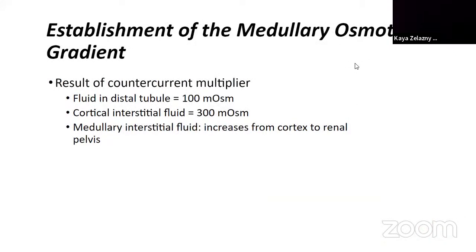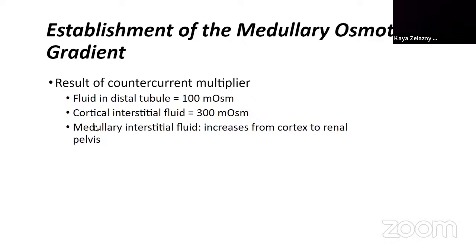So the result overall of this countercurrent multiplier is that the fluid in the distal tubule, which is one of the places where we're going to be able to control reabsorption of water, has quite low osmolarity. It's 100 milliosmoles. So it has a lower osmolarity than the surrounding cortex, which means that if water is able to cross the walls of that distal tubule, it'll move out of the distal tubule and into the cortex surrounding it. The same thing is going to actually happen in the collecting duct, which travels back down through the medulla again.